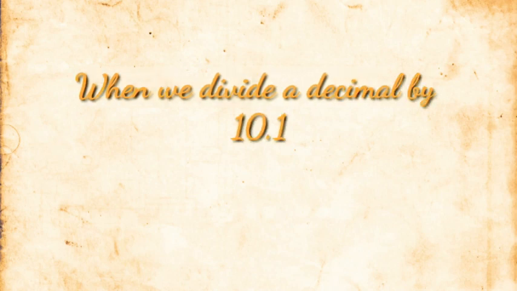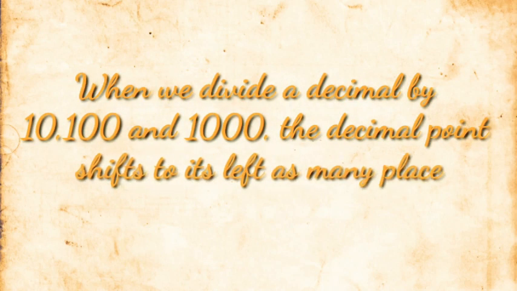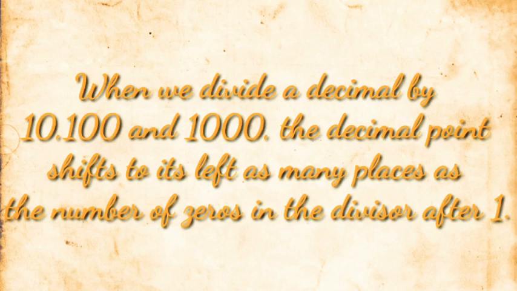When we divide a decimal by 10, 100 and 1000, the decimal point shifts to its left as many places as the number of zeros in the divisor after 1. When we were multiplying, the decimal was shifted to the right, but here, when division is there, the decimal will be shifted to the left of the number. How many places? As many as the number of zeros with 1 in the divisor. divisor में जितनी number of zeros होंगी 1 के साथ उतने digits shift होगा decimal left side.